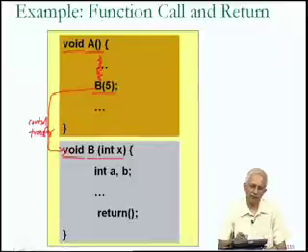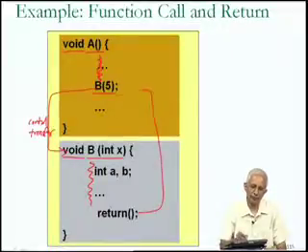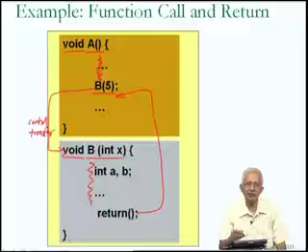After this, the instructions of B are executed until the return, at which point control gets transferred back to just after the function call inside A. So this is what we know about function calls.